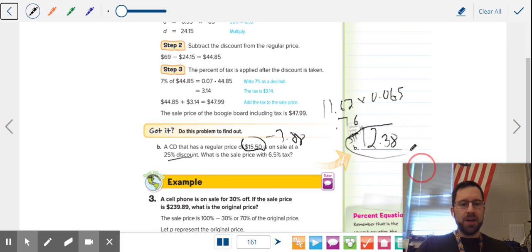Okay. So when you have discount and tax, don't put the tax on before you discount. You're not going to pay tax on an amount you didn't get charged. So always discount first, then you can tax.